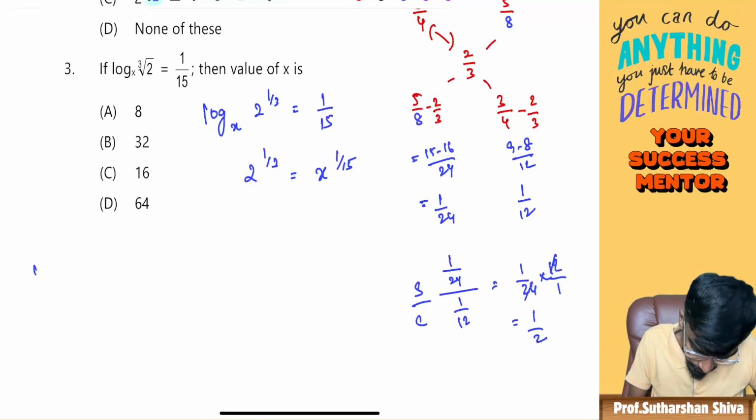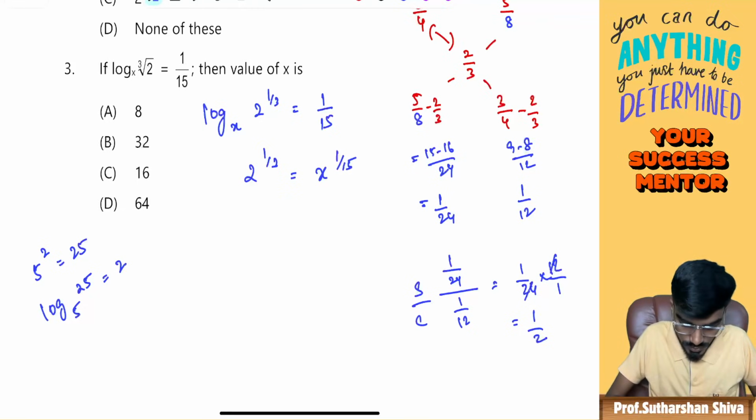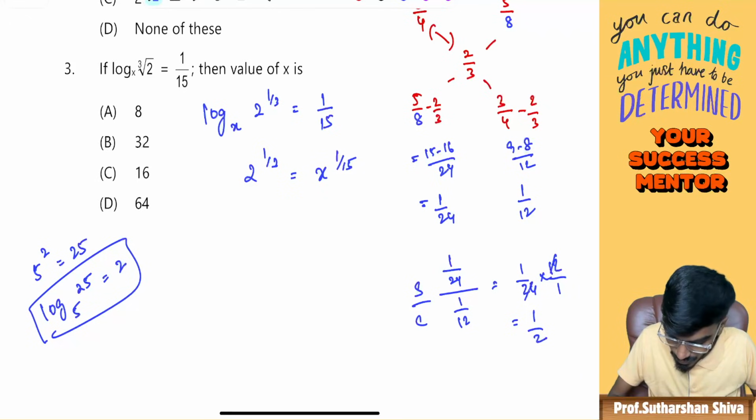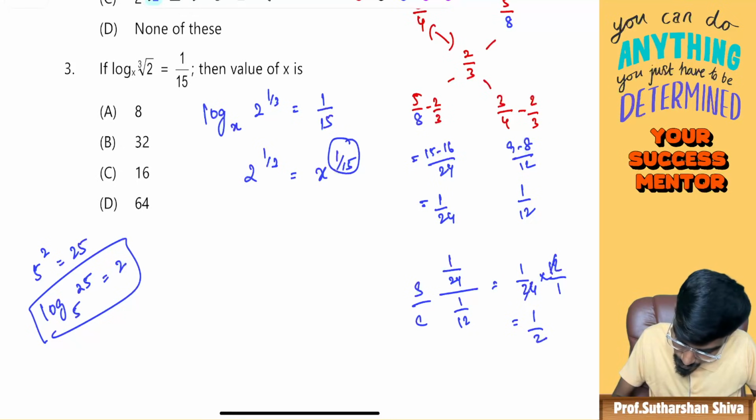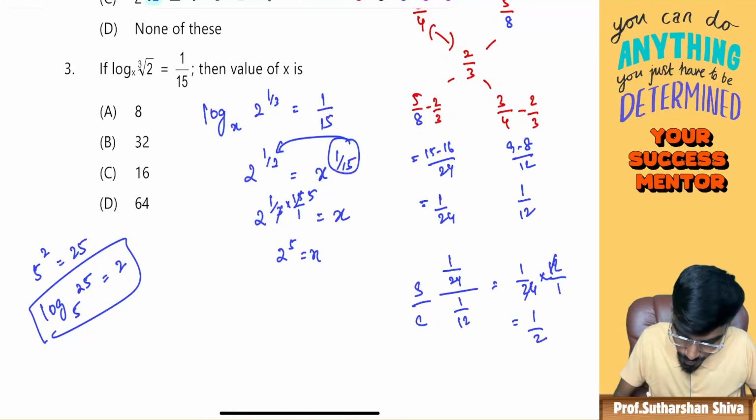Basically, 5 square is equal to 25, so this can be written as log 25 to the base 5 equal to 2. Similarly, we can take the power to the opposite side. Then it will become 1 by 3 into the reciprocal of 15 by 1 equal to x. If I cancel it out, it is 2 power 5 equal to x, which means x is equal to 32 is our answer.